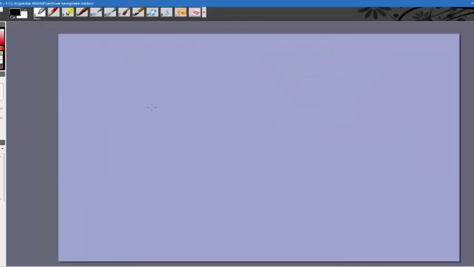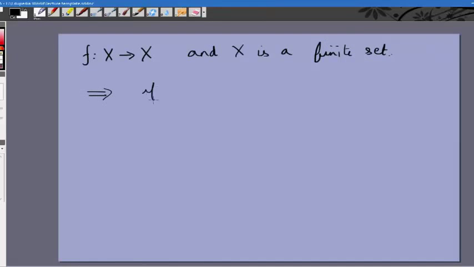Also, another property is if f is defined from X to X, which is from a set onto that same set, and the other property is also important, X is a finite set, then these two statements imply that if f is onto, it means it's 1 to 1, and if f is 1 to 1, that means it's onto. And that's quite easy to see.